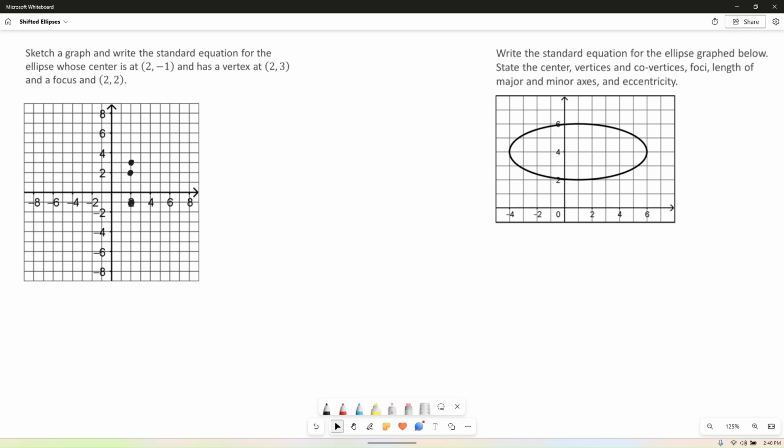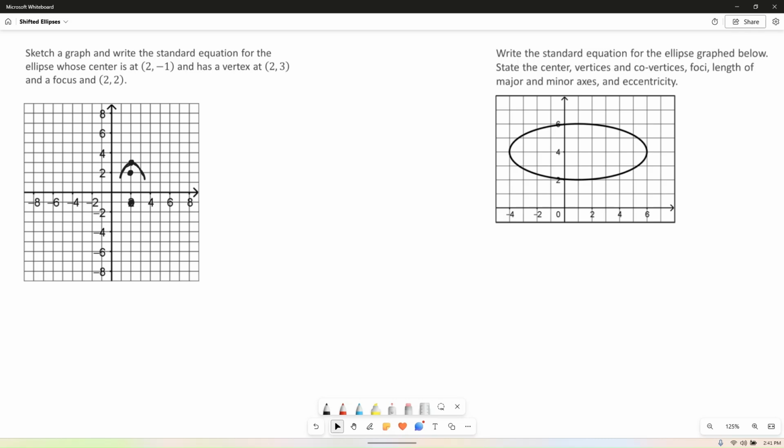Just like we saw with parabolas, an ellipse is always going to curve around the focus points. So if the vertex is at (2, 3) and the focus is at (2, 2), then the ellipse has to pass through the vertex and curve down around the focus. So I know it's going to curve downwards in that direction.